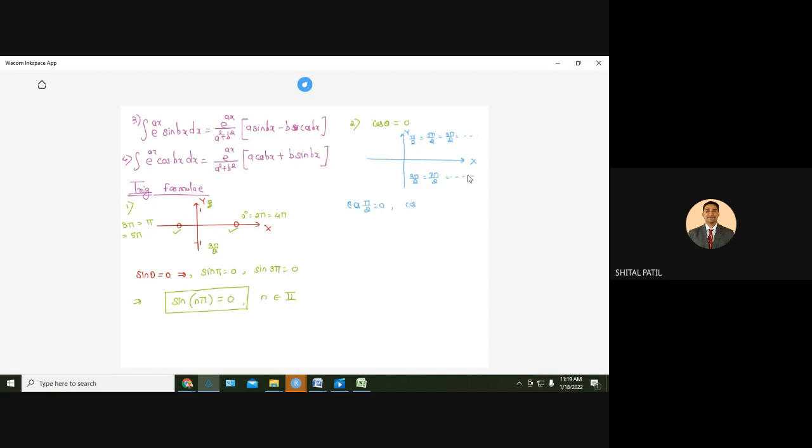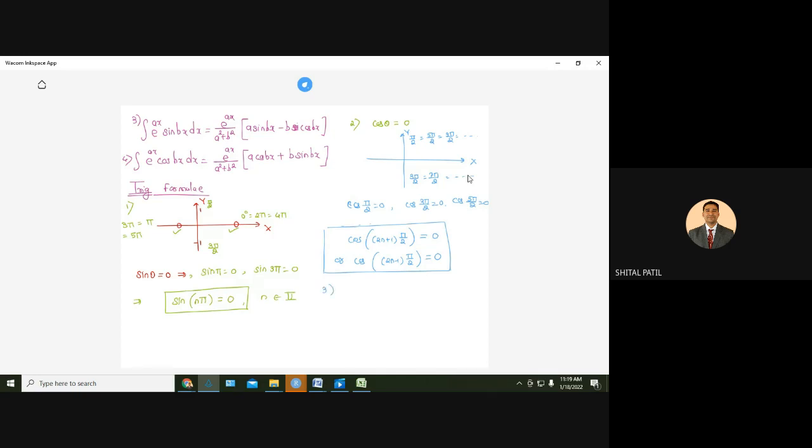Okay, so cos of pi by 2 is 0. Then cos of 3 pi by 2 is 0. Cos of 5 pi by 2 is 0. Now we want to generalize this. So how can we write this? Cos of (2n plus 1) pi by 2 equal to 0. Or we can write it in this way: cos of (2n minus 1) pi by 2. Both of them are the same, equal to 0. Write this, this formula is third.